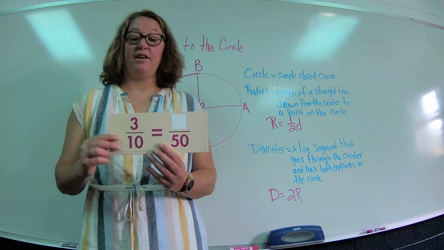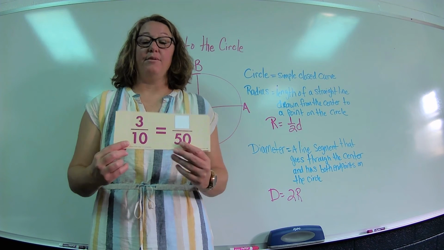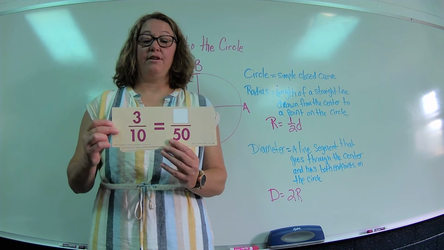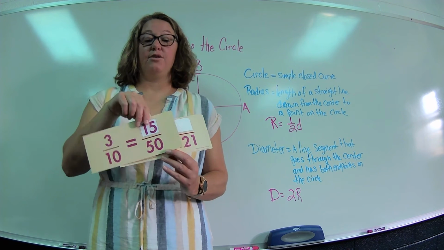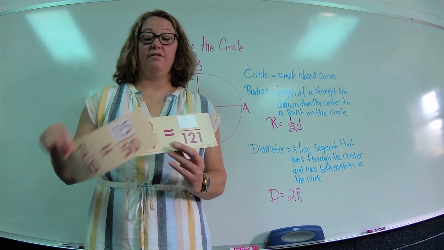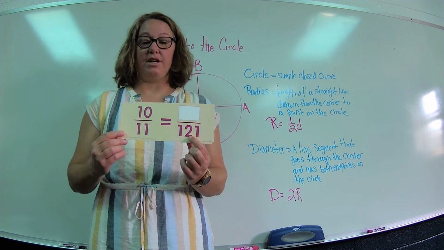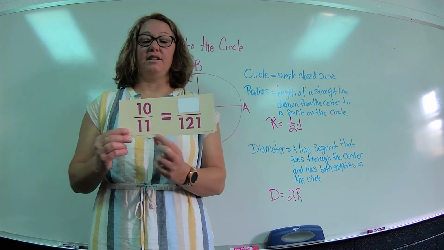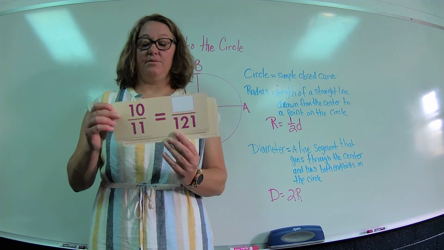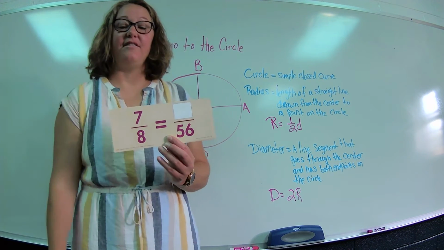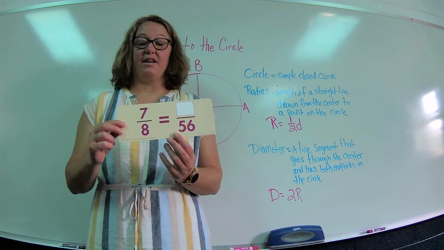All right, now that we have that, 3/10 equals, how many times does 10 go into 50? 5 times. So 3 times 5, 15. Very good. 3/10 equals 15/50. All right, 10/11. And we want to change the denominator to 121. That's 11 times 11. So what do? 10 times 11. Beat me, didn't you? 110. Great job.